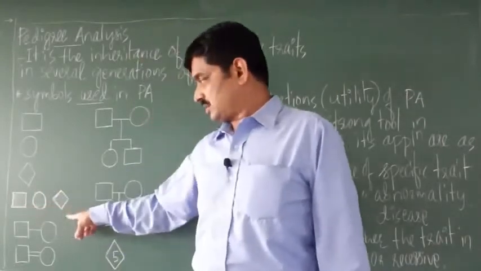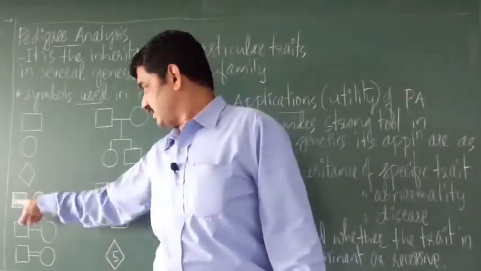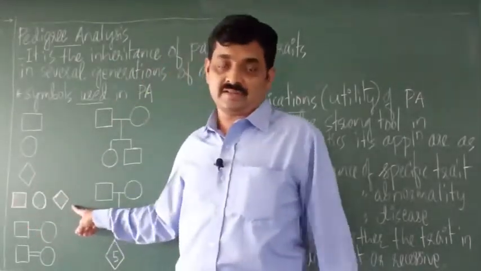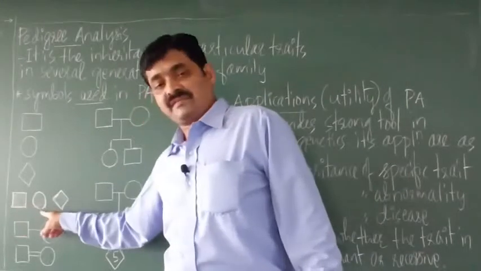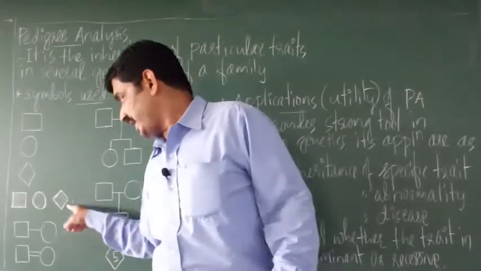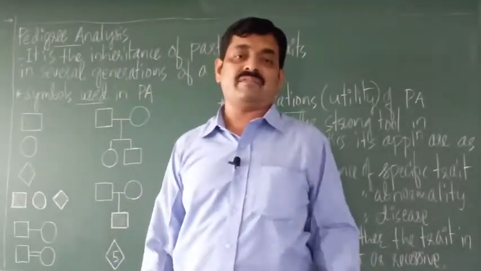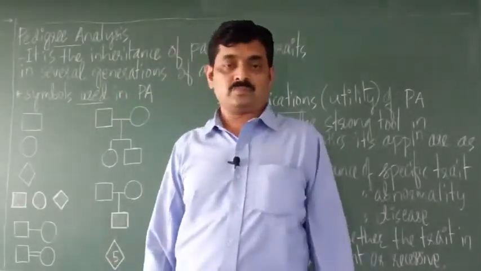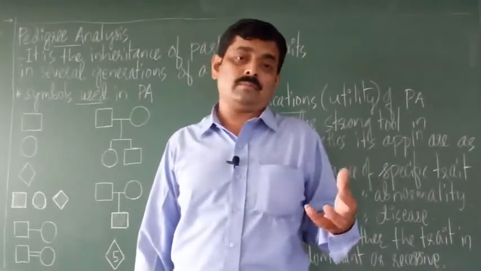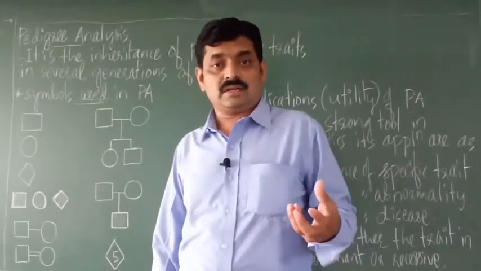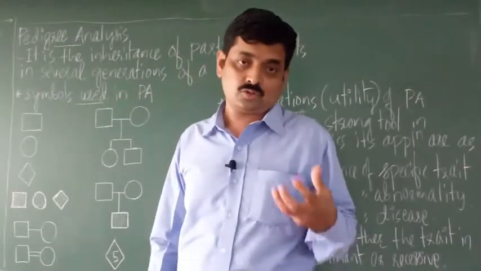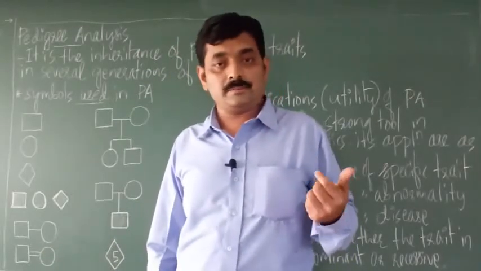Then these three symbols which are shaded: this is the first one, this is the second, this is the third. All these symbols are shaded. This is the male, this is the female, and this is unknown sex or sex unspecified. All are shaded, which means these are affected individuals, individuals affected by a disease or a disorder. They are always represented in the form of shading. So shading indicates affected individuals.